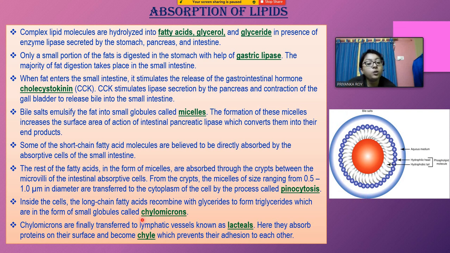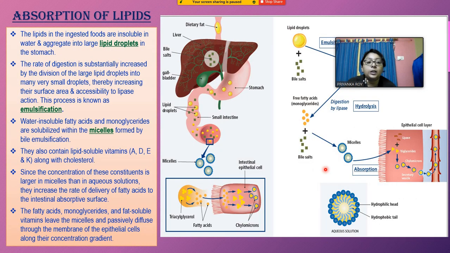Now, chylomicrons are finally transferred to the lymphatic vessels known as lacteals, and they absorb the proteins on their surface and become chyle. So, chyle is a slimy, milky fluid containing the chylomicrons along with the absorbed proteins on their surface, and therefore it helps in preventing adhesion to each other. So, this is what I was explaining.